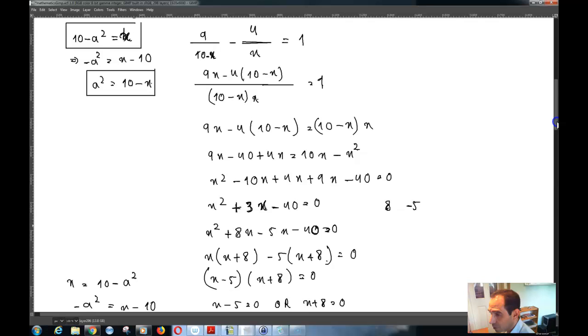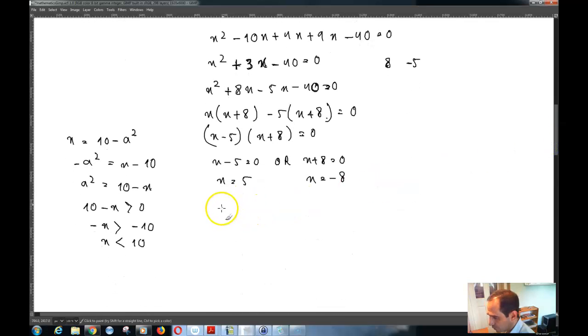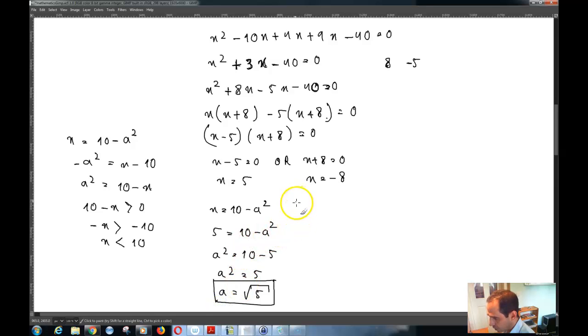x is equal to 10 minus a squared. So if x is equal to 5, equal to 10 minus a squared, I can take a squared to the other side: a squared is equal to 10 minus 5. So a squared is equal to 5, and a is equal to square root of 5, which is acceptable. There's nothing wrong with it.